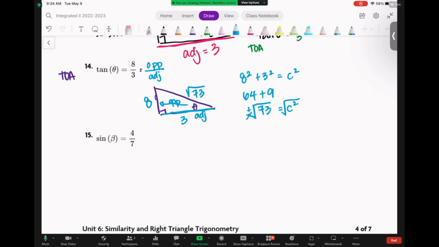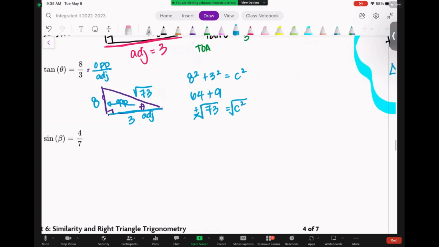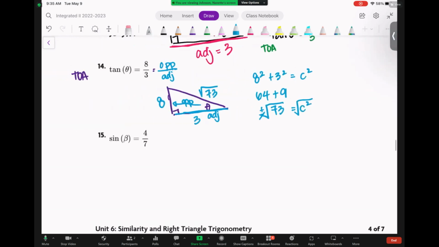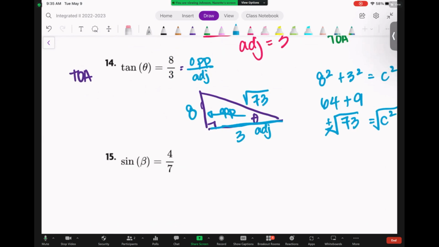So there goes my solved right triangle. All I'm missing is the angle, so that would complete my solving. Because they gave me tangent theta, I'm going to use that and figure out how to get rid of that tangent.